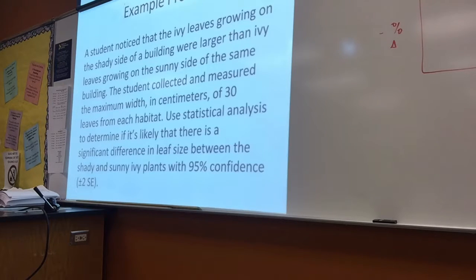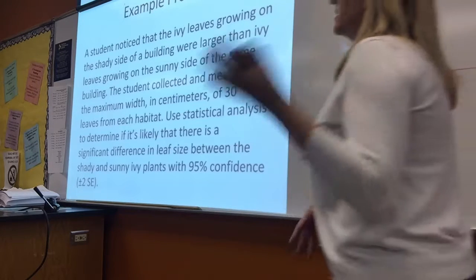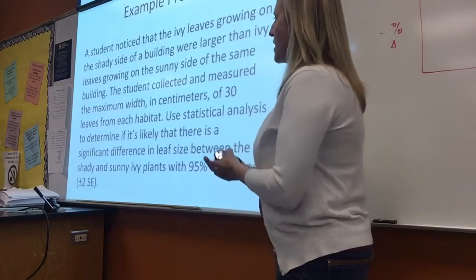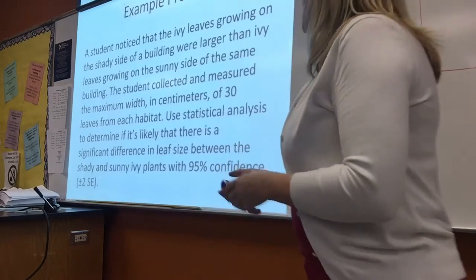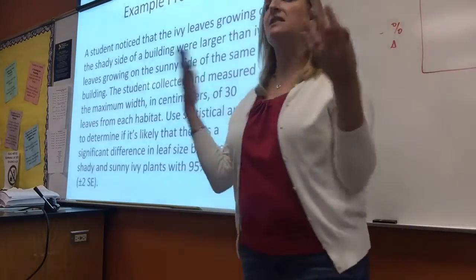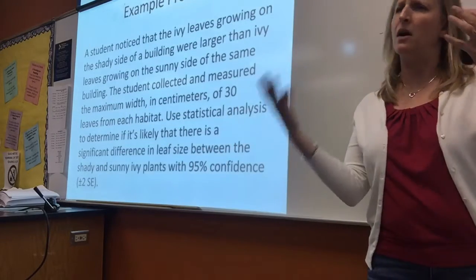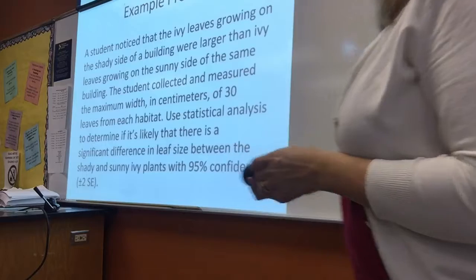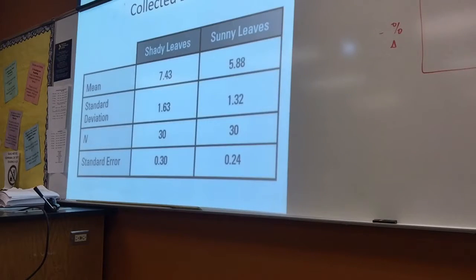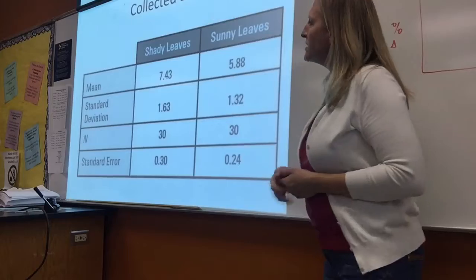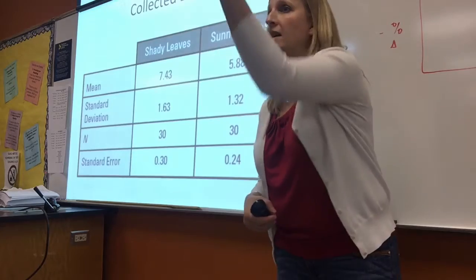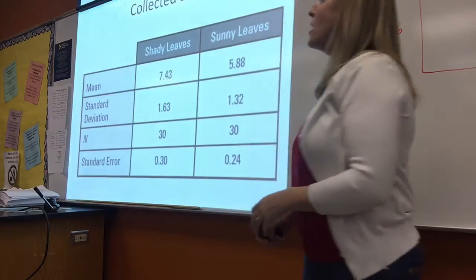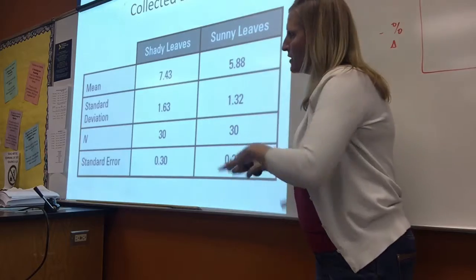So you have these plants, they're ivy, they're the same type of plant, but one's growing in the shade and one's growing in the sun, and the ones in the shade have a bigger width than the ones in the sun. We're going to see if that's a significant difference. Is that a big deal, or is it just two different variations within the species itself? So this chart here, I didn't give you the raw data, so I don't have 30 points of how wide each leaf was.